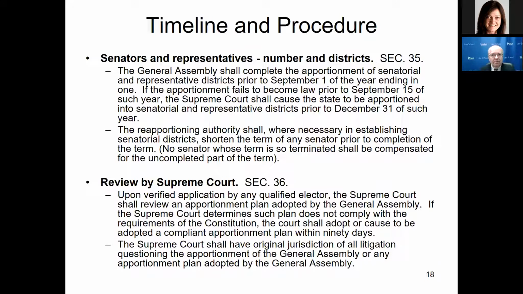For all redistricting plans, Article 3, Section 36 provides for review by the Supreme Court and states that upon verified application by any qualified elector, in effect, any eligible voter in the state, the Supreme Court shall review an apportionment plan adopted by the General Assembly. And if they find that the plan does not comply with the requirements of the Constitution, the court shall adopt or cause to adopt a compliant apportionment plan. That provision further provides that the Supreme Court has original jurisdiction of all litigation questioning the apportionment of the General Assembly or any apportionment plan adopted by the General Assembly.